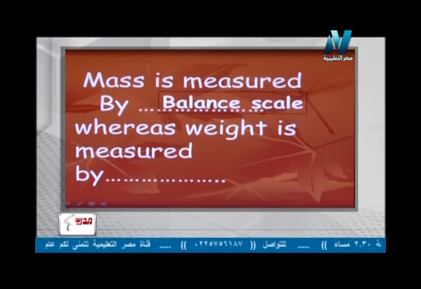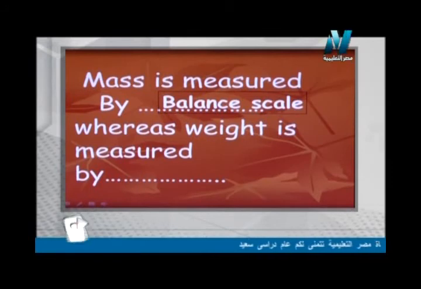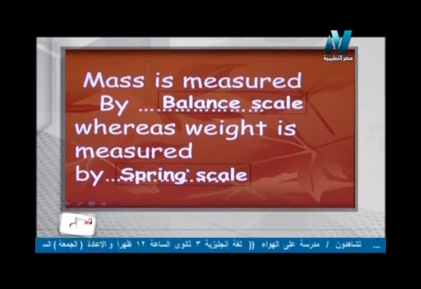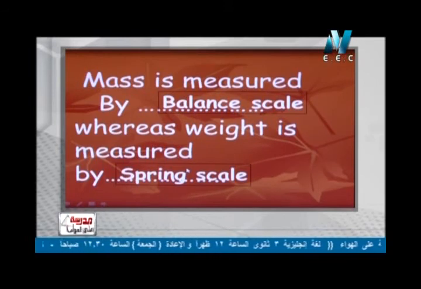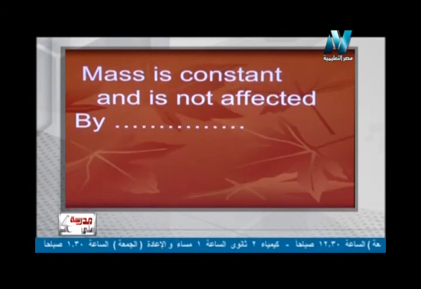So mass is measured by balance scale or sensitive to arm scale، اي جهاز درسناه اي ميزان, whereas weight is measured by only spring scale. الويت بيتقاس عن طريق ميزان اسمه spring scale وعرفنا شكله كويس قوي واكيد شفناه في اللاب اثناء الدراسه. So again mass is measured by balance scale whereas weight is measured by spring scale. Another question.